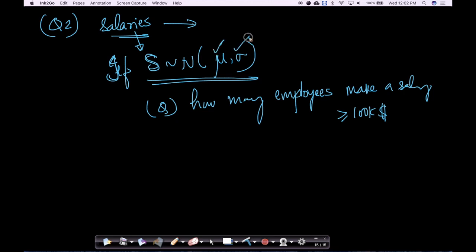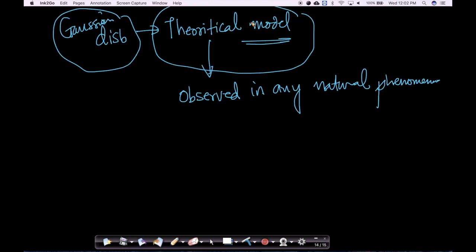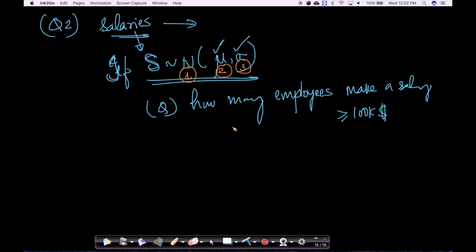with some mean and variance, and if you can estimate, again there are three parts here. First part is that this is Gaussian distributed and I know the mean and I know the standard deviation. As soon as I know this, I can take all of the theoretical model of what a Gaussian distribution is and I can answer questions like this. I can also answer other questions like how many employees make a salary between $50,000 and $70,000.